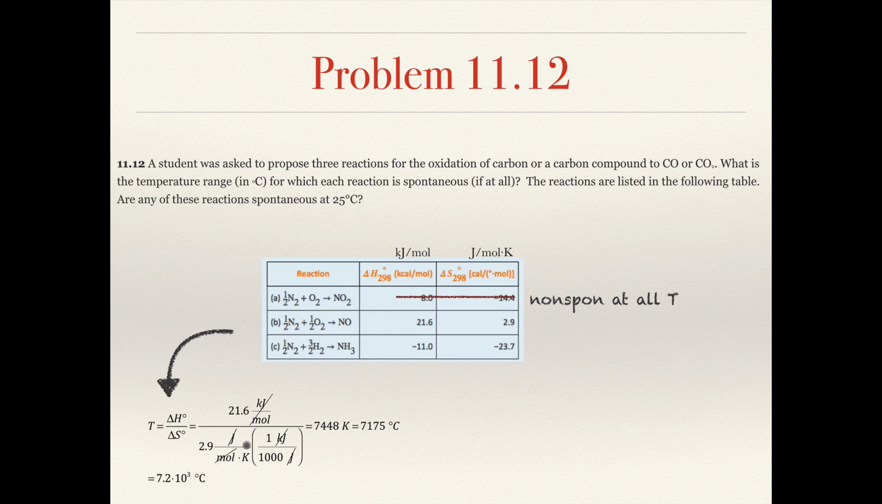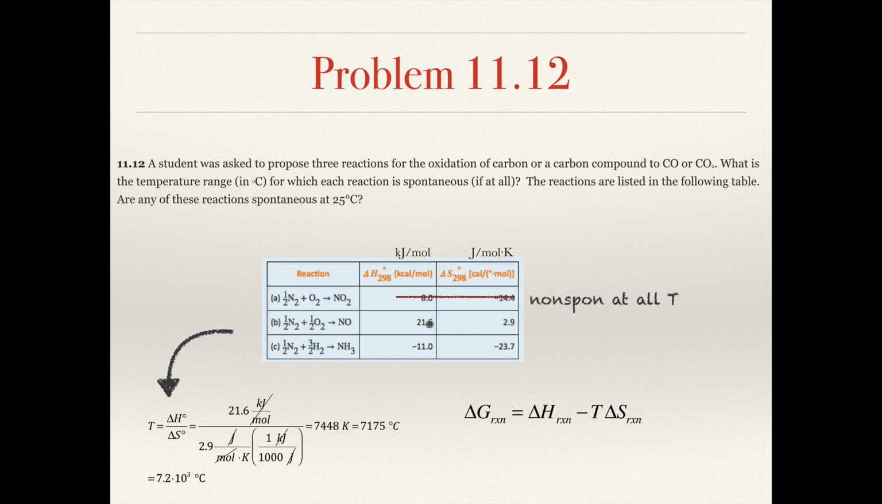This calculation, after we convert delta S to kilojoules or delta H to joules, gives us an equilibrium temperature of 7,448 Kelvin or 7,175 degrees Celsius. Remember that the answer is always spit out initially in Kelvin, not in Celsius, and you have to backtrack and convert to Celsius. So we have to think about whether or not the reaction is spontaneous above or below this temperature. So let's think about delta G and the equation for delta G here, and which one of these terms favors spontaneity.